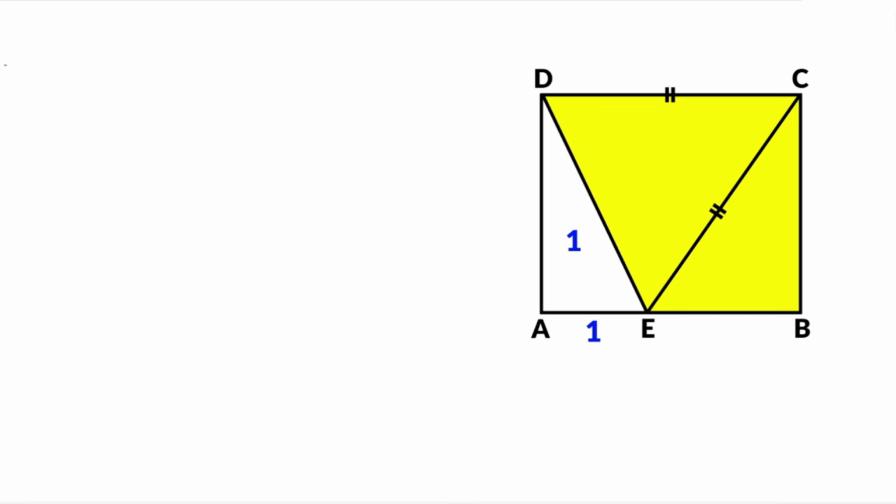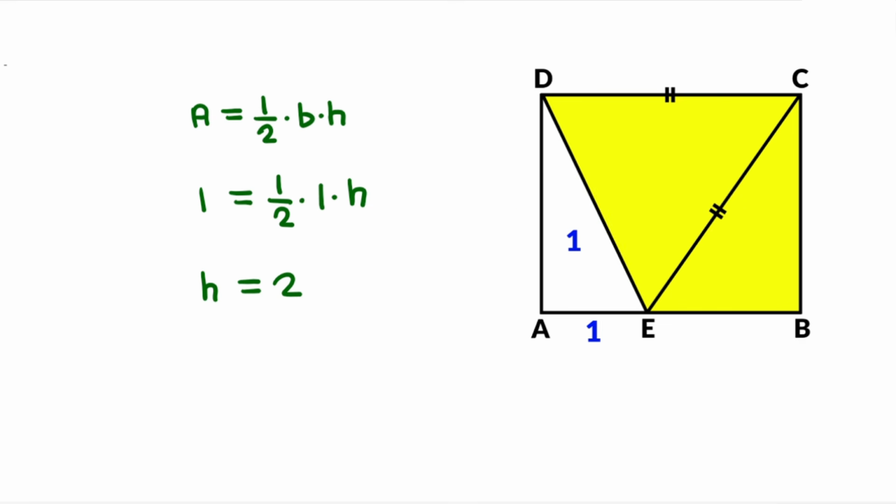Let's begin with the small triangle on the left. We know its area is 1, and its base is 1. The area of a triangle is 1/2 times base times height. Substitute the values. 1 equals 1/2 times 1 times the height. Multiply both sides by 2. The height is 2. That means AD equals 2. And since opposite sides of a rectangle are equal, BC also equals 2. So we've already found the height of the trapezoid.